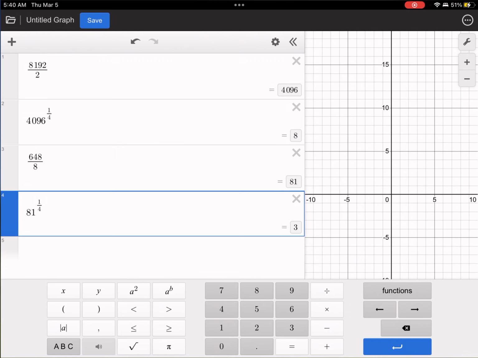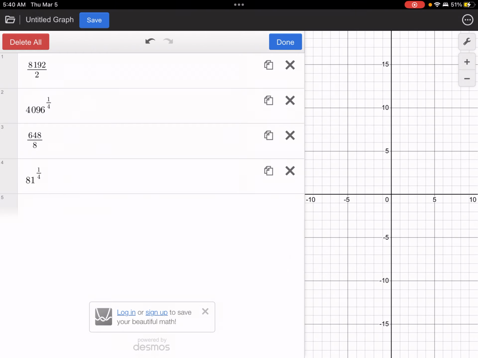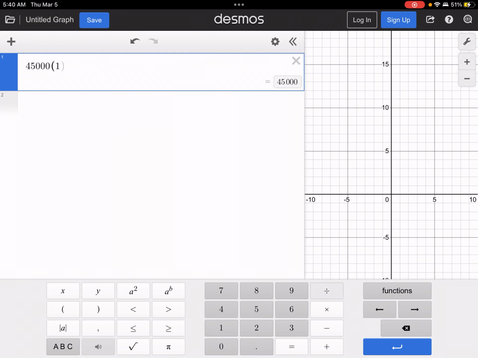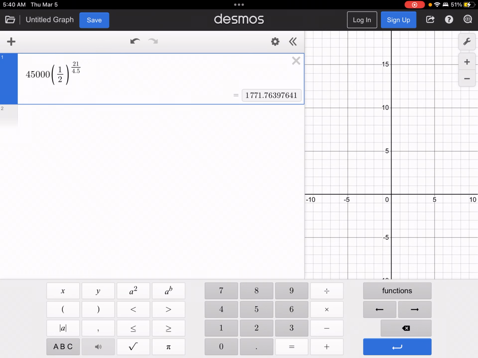By the way, you can delete all right there. You don't have to delete things as you go. 45,000 times 1/2 to the power of 21 divided by 4.5. And there we go. And what were we supposed to round it to? So 177,176.